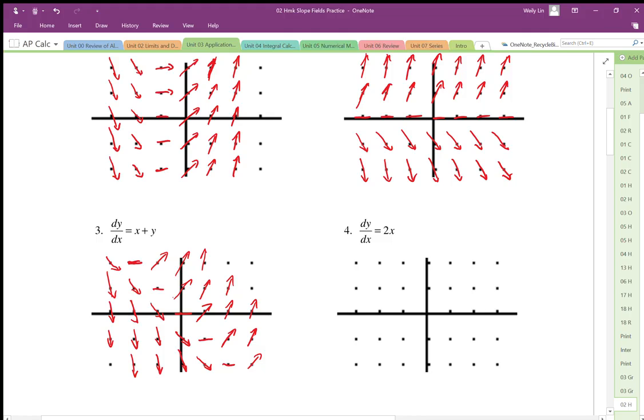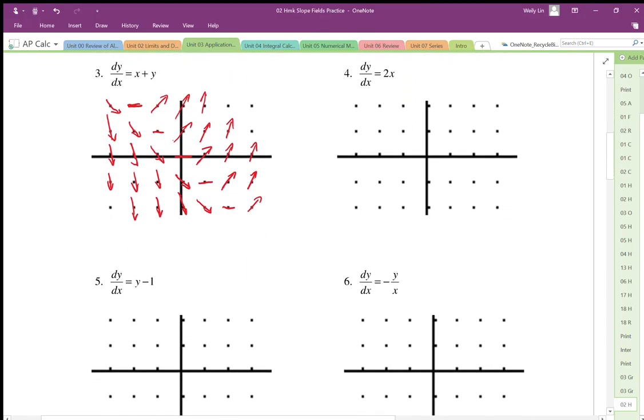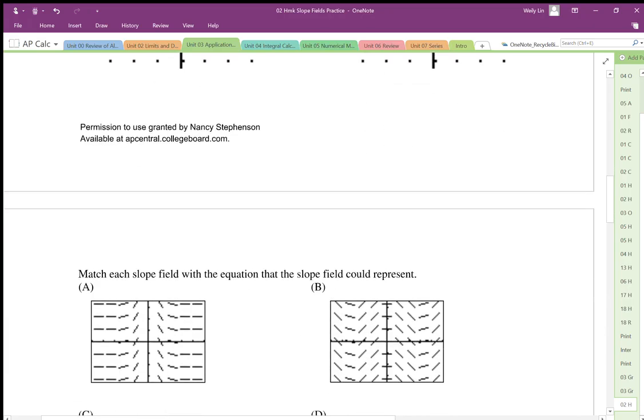If y prime equals 2x, the antiderivative of this will be x squared. So if I were to draw this, your slope field should look like a parabola. So you can do these on your own. We'll take a look at a few other ones here.